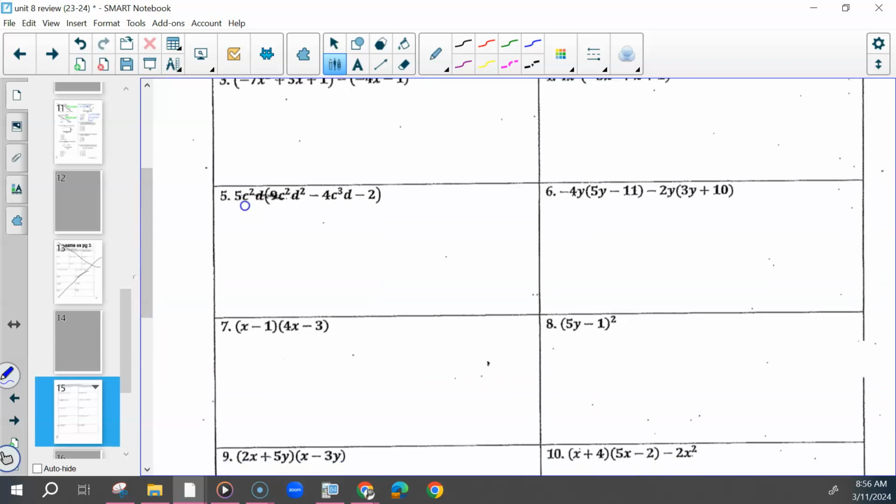We are multiplying this term to all the terms here. We're multiplying the numbers and adding the exponents. So 5c squared d times 9c squared d squared would be 45 c to the 4th, d to the 3rd. Add your exponents, multiply the numbers. Then the next term, negative 20, c to the 5th, d squared. And the last term, negative 10, c squared d. And none of these can be combined because none of them are like terms.